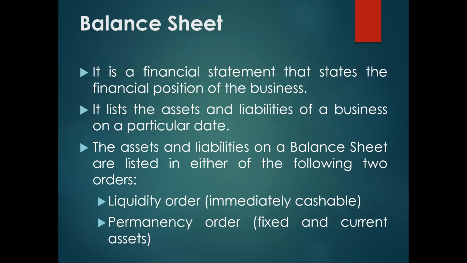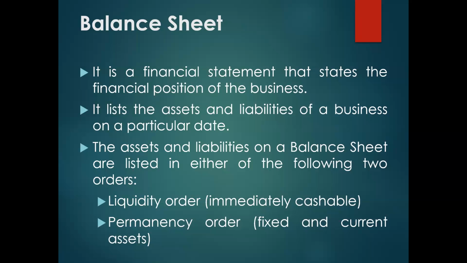So fixed assets are permanent till the company exists. That is the goodwill, patent, trademark, the brand, and the land and building, the machinery and the furniture. All these things come under fixed assets. As long as the company is alive, these things will be sticking on with the company. So these things cannot be immediately cashable.